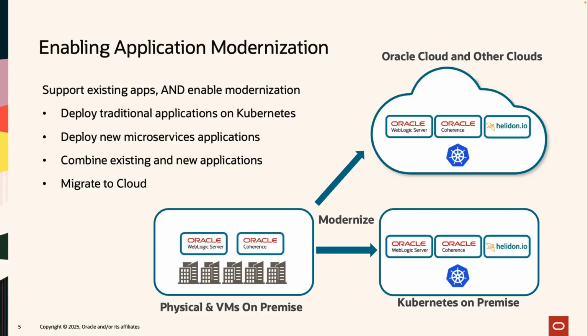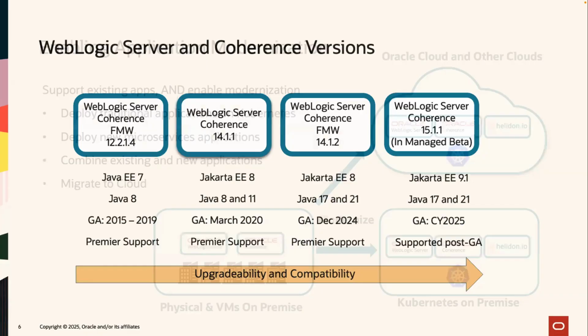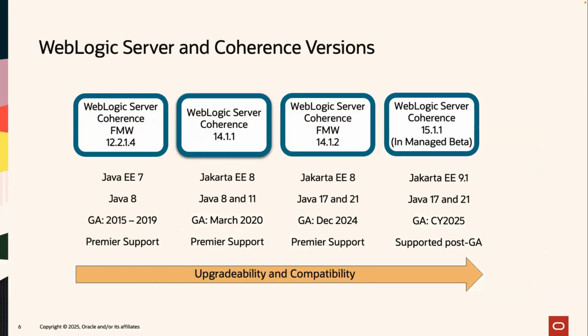And finally, we enable the migration of all these applications to cloud, both on-premises clouds, to Oracle clouds, and to other public clouds. All of the above can be accomplished with the Enterprise Cloud Native Java product line. So that's a brief summary of what Enterprise Cloud Native Java is all about. And so now I'd like to dive into WebLogic Server and the latest updates we've done for WebLogic Server.